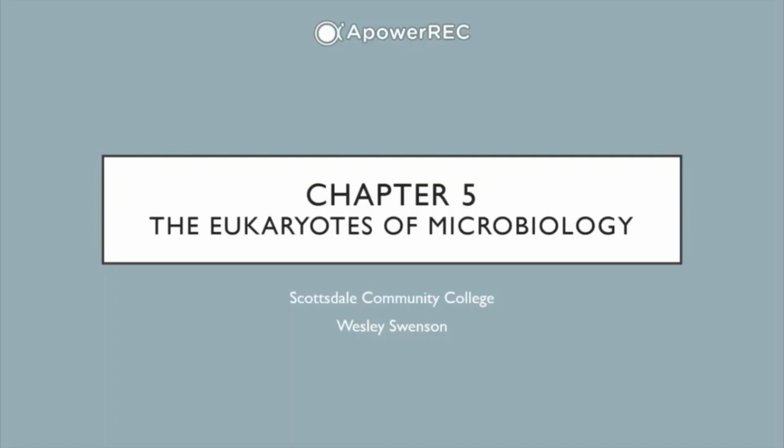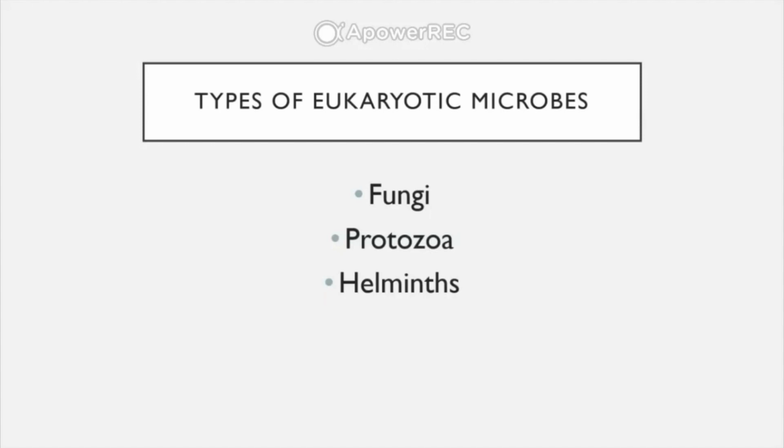Today we'll be covering Chapter 5, the Eukaryotes of Microbiology. This will encompass three different types of eukaryotic microbes, the fungi, protozoa, and helminths.